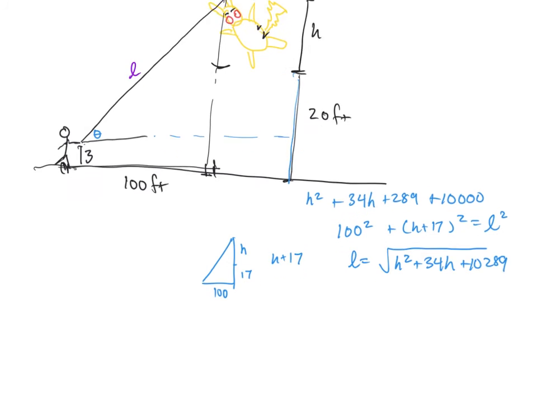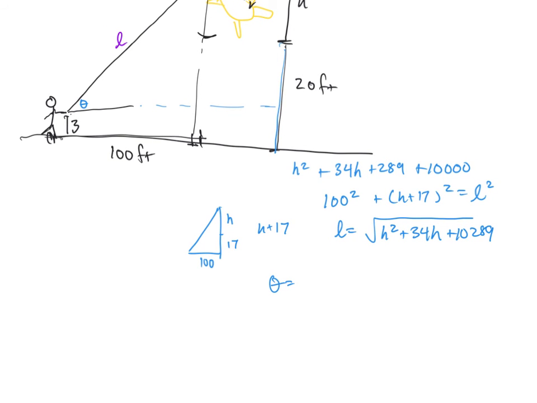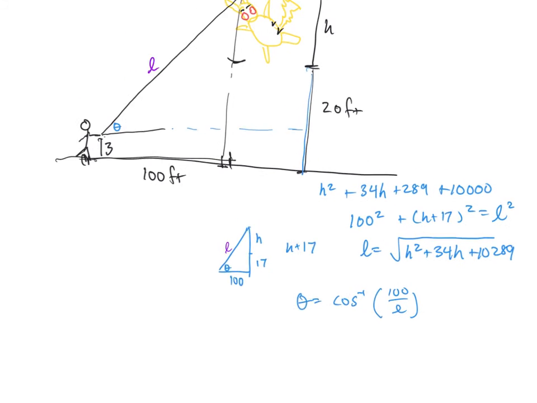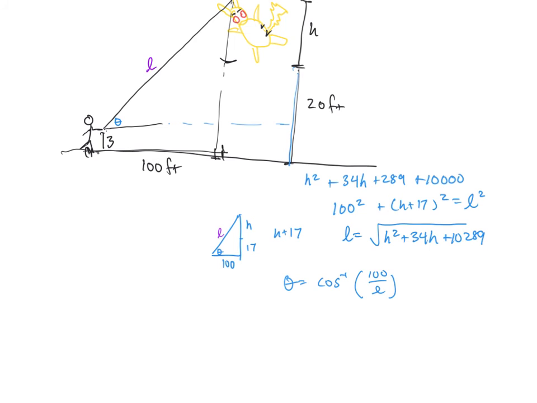Now let's do theta. So here's theta. My theta is going to be, well, I have my adjacent. I know what L is. I could use the cosine. So it's the inverse cosine of 100 divided by L that I can do. And so now, let's solve for H.